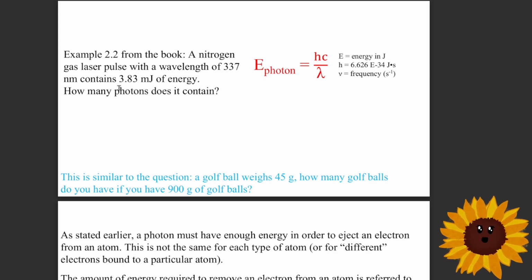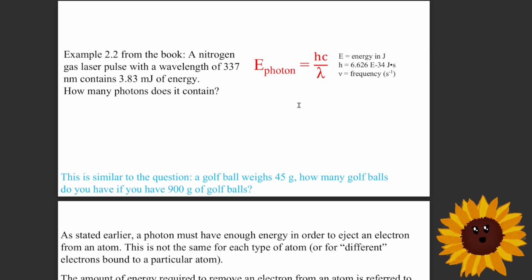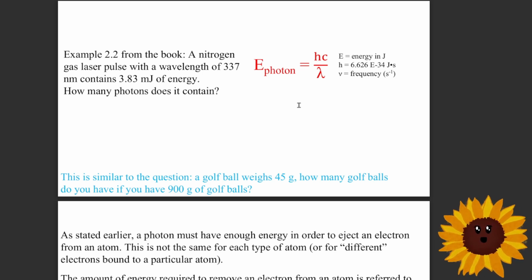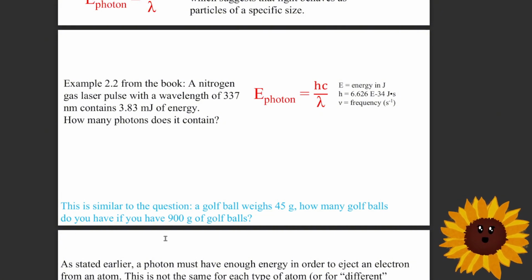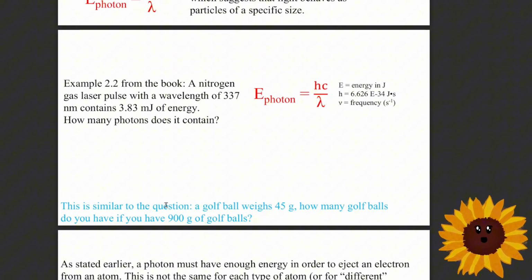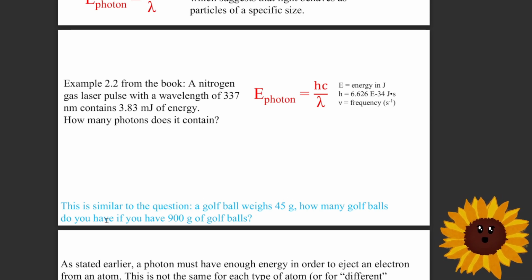How many photons does it contain? Here we are given our wavelength and the amount of energy, so now we have to figure out the number of photons. Just a little hint for you guys, because I want you to do this on your own. This is similar to a question: if a golf ball weighs 45 grams, how many golf balls do you have if you have 900 grams of golf balls?